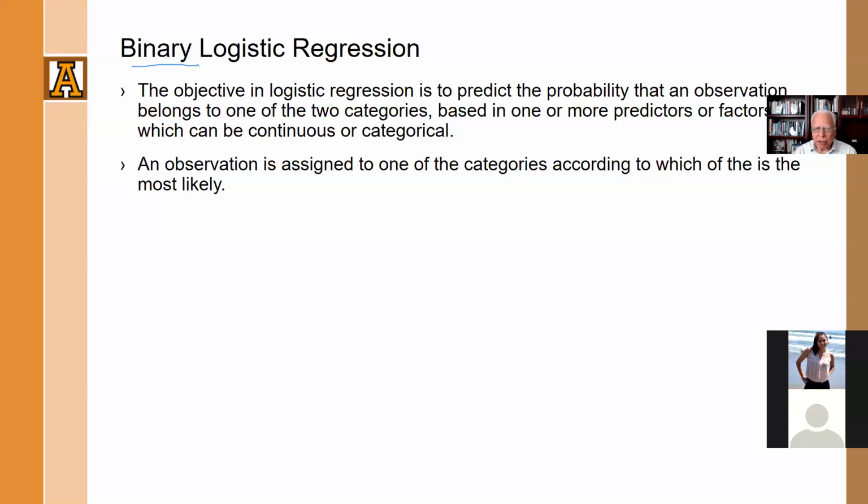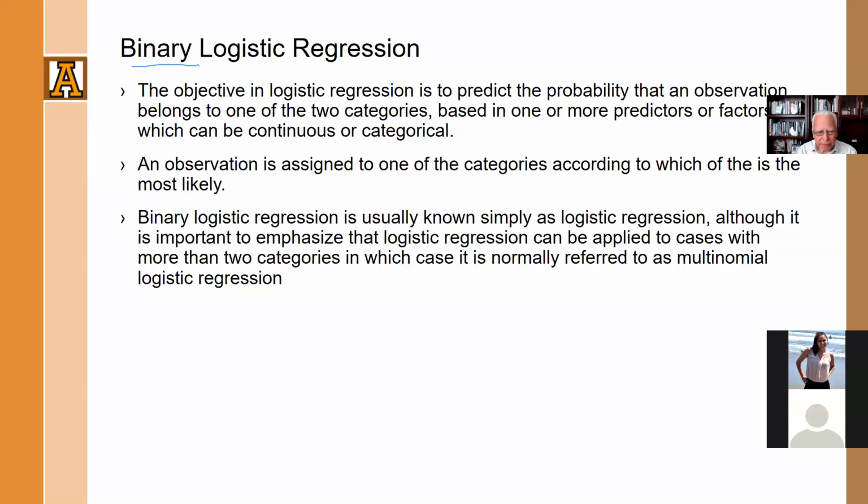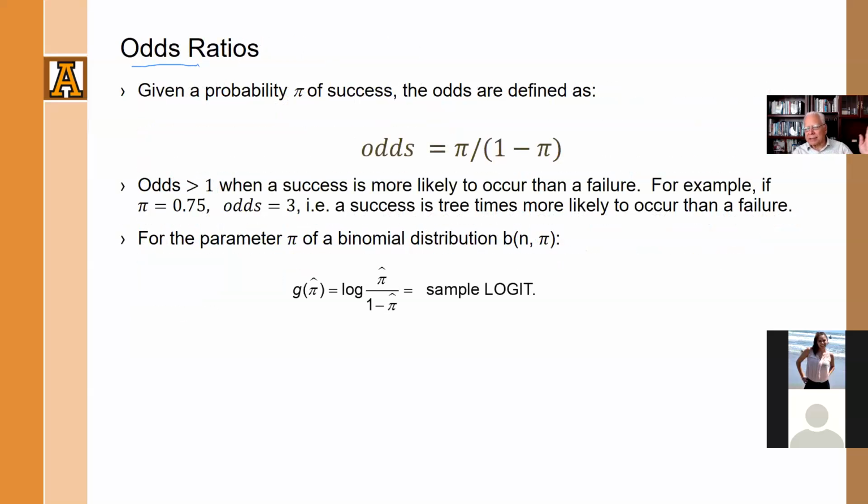Now, again, an observation is assigned to one of the categories, two or three, whatever, according to which is more likely to occur. This is what I was saying earlier. Binary logistic regression is usually known as logistic regression. However, we can have logistic regression with more than two categories. There are plenty of examples of binary cases: cancer, no cancer, fraud, no fraud, and so on.